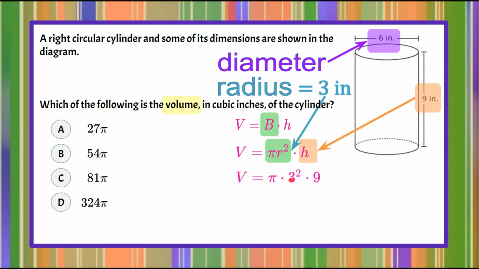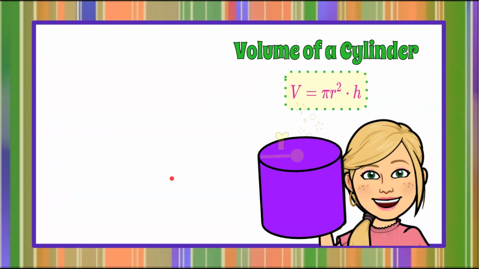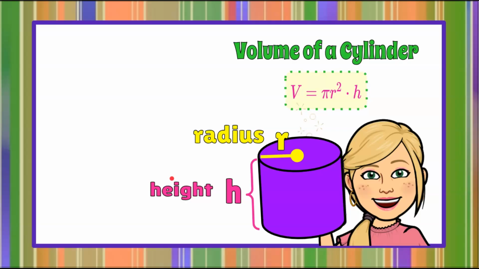And so here we're going to do 3 squared next. 3 squared is 3 times 3, which is 9. So we now have pi times 9 times 9. We're going to do our last product of 9 times 9, which is 81, multiplied by our pi, and we get that the volume of the cylinder is 81 pi. That is answer choice C. And there you have how to find the volume of a cylinder with its radius and its height.